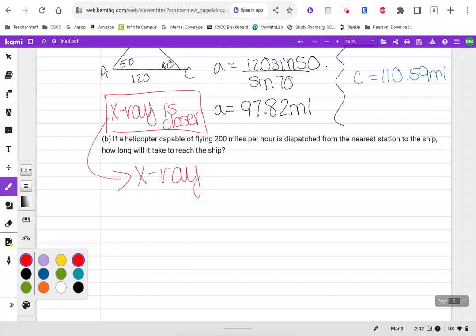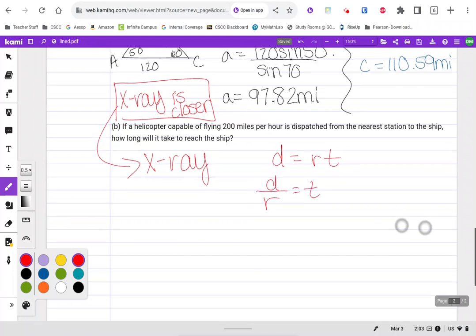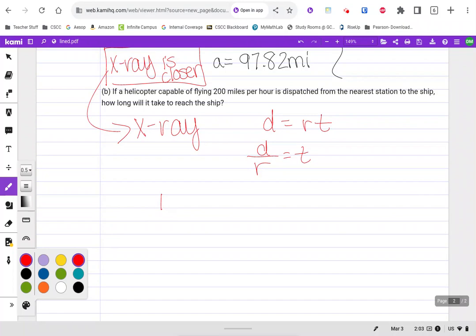All right. How long is it going to take to get there? Well, remember, distance equals rate times time. I don't know how long it is, so I need to go distance divided by my rate equals time. So remember, the distance was the 110.59 miles. And we said the helicopter can go 200 miles an hour. Now, if I end up dividing that, oh wait, we want to do the closer one.